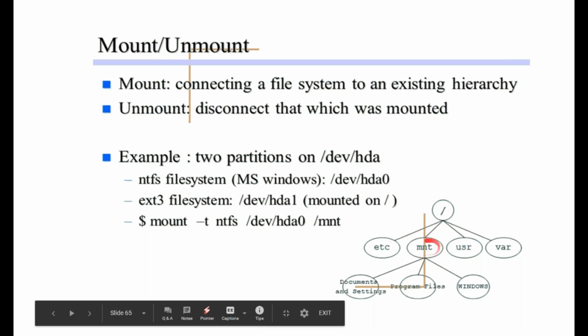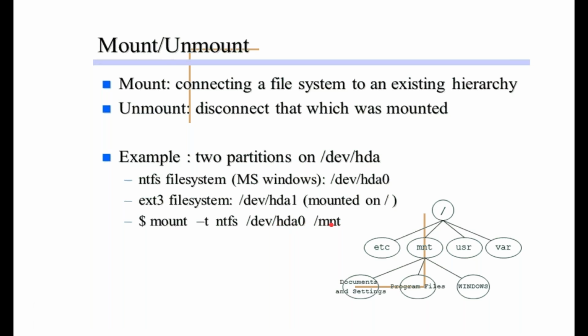There is by default one folder already created in your parent directory, and that is your /mnt, the mount directory. This is your root. So root has the mnt folder, and you can mount these devices to this directory. So -t stands for your type, this is your device, and this is your directory where you want to mount.